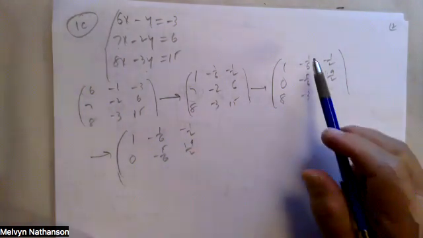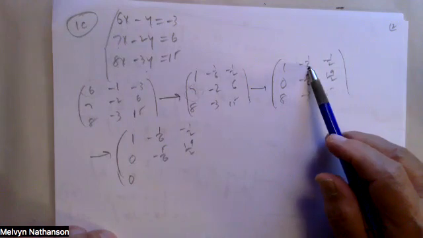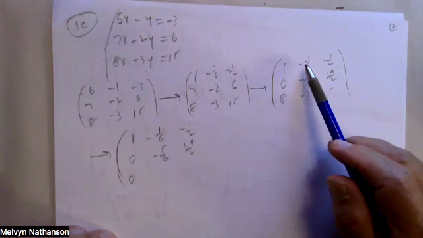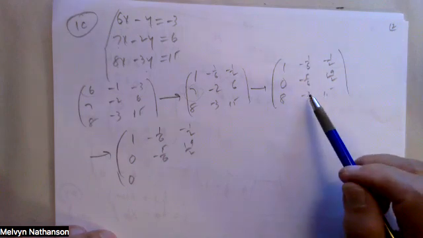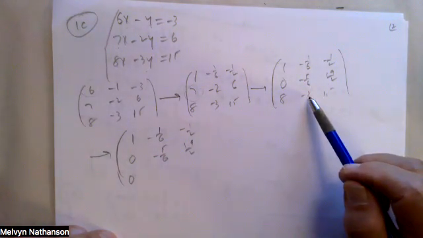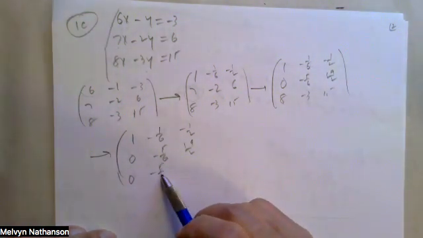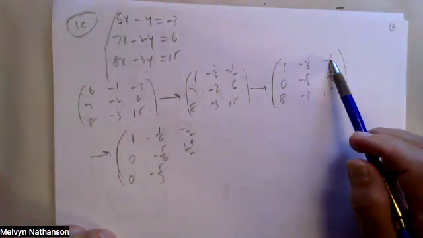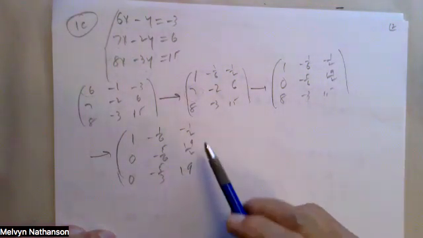I want to take the third row minus 8 times first row. So 8 minus 8 is 0. That's good. Minus 8 times minus a sixth is plus 8 over 6, which is 4/3. So this is minus 3 plus 4/3. That's minus 9/3 plus 4/3, I think minus 5 thirds. Minus 8 times minus a half is 4. 15 plus 4 is 19. Okay, so that's it.